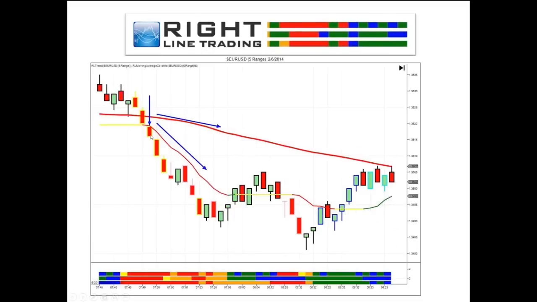And here's a break of the 15. Again, 50's down, 15's down. We break the modified 15 with order flow, stochastic, and momentum with us. Down we go.